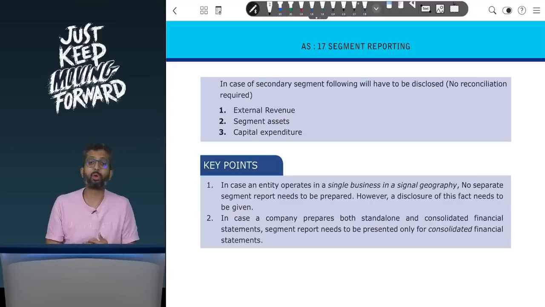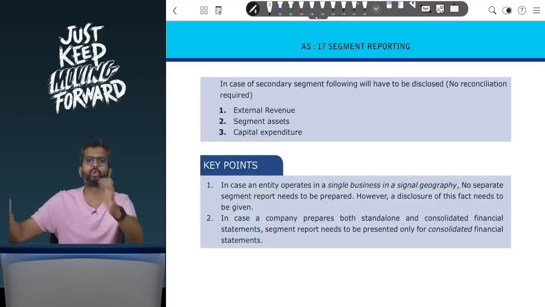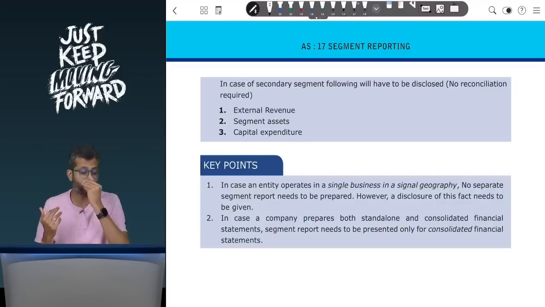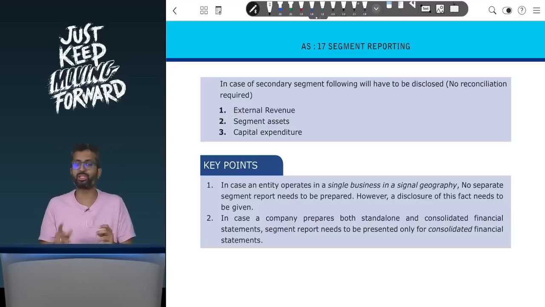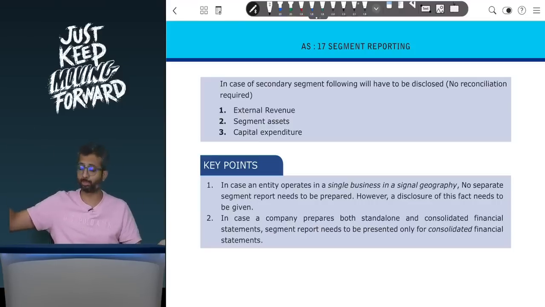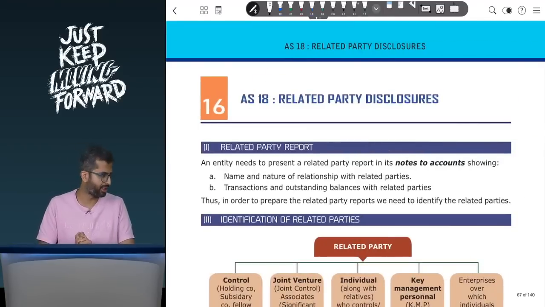Two key points which may be important from an MCQ standpoint: if you prepare a consolidated segment report, then you don't need to necessarily prepare the standalone segment report. It becomes optional. Remember, segment is probably one of the only places where you have such a luxury. Otherwise, if you prepare a consolidated balance sheet, you still need to prepare a standalone balance sheet. But if you prepare the consolidated segment report, you are not mandatorily required to prepare a standalone segment report. Second, if you are a company having a single segment operating in a single geography, then you just have to give a disclosure in the notes that since the entity has a single segment and a single geography, no separate segment report is actually required. So that takes care of AS 17.